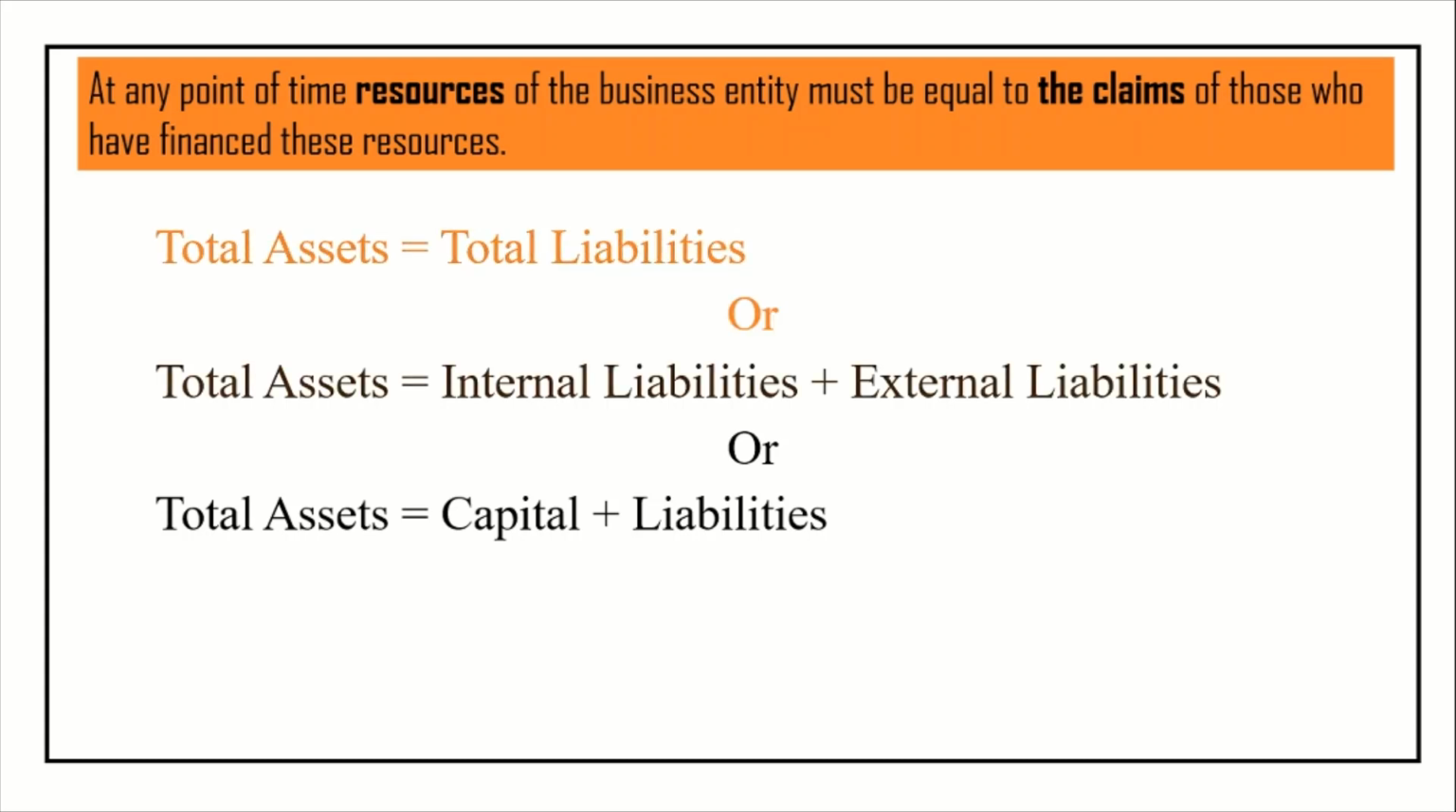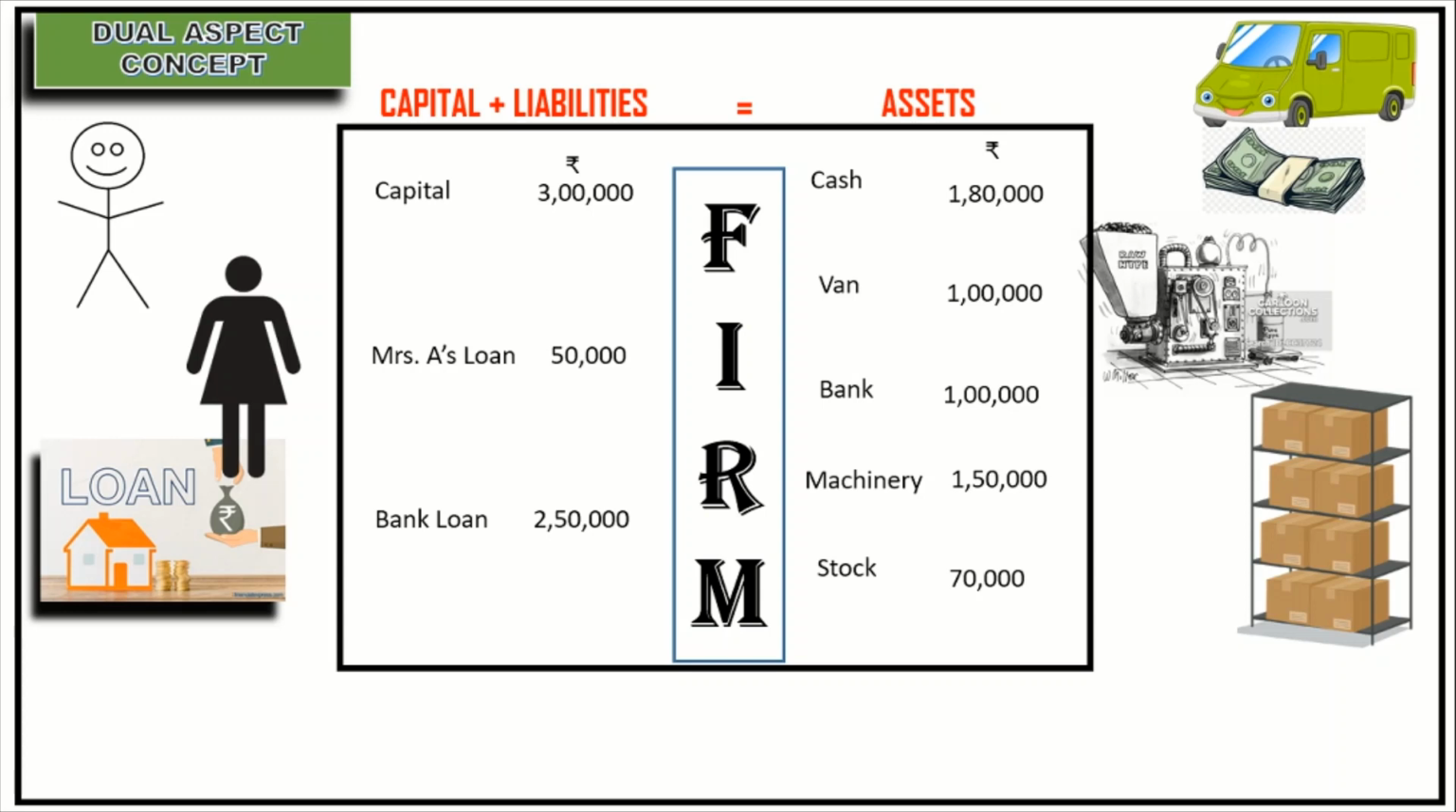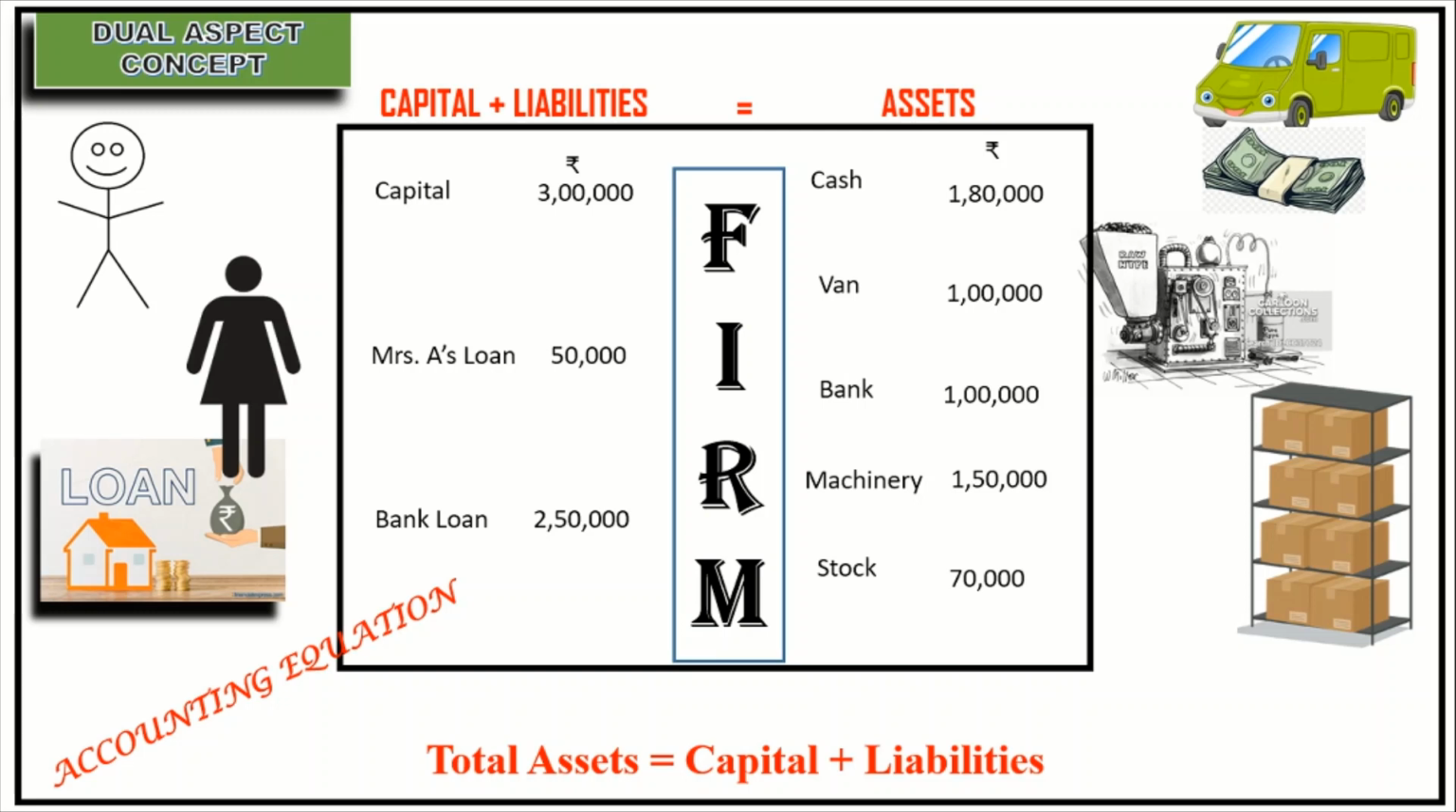Each element of the equation is a part of the balance sheet, which states the financial position of the business on a particular date. The asset side of the balance sheet is the list of assets which the business entity owns. And the liability side of the balance sheet is the list of owner's claim, that is capital, and the outsider's claim, that you can see, Mrs. A's loan and a bank loan. That is what the business entity owes. So the equality of the asset side and the liability side of the balance sheet is an undeniable fact, and this justifies the accounting equation or balance sheet equation.